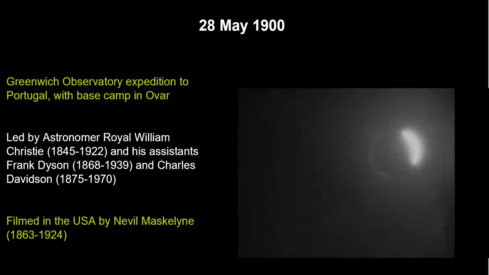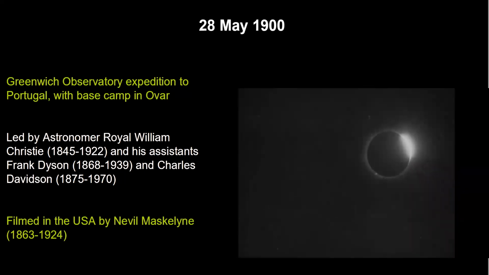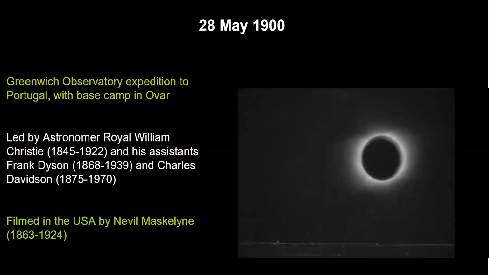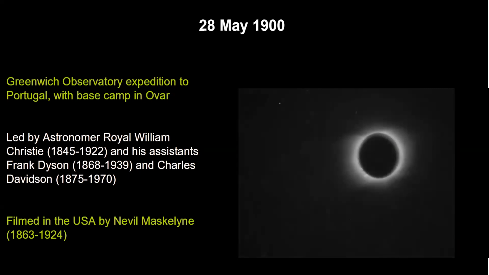This eclipse is also famous because it's the first one to be filmed, or at least the first one for which a film survives. So this was done in the US, not in the Iberian Peninsula. It's actually a remarkably good movie, considering it was done in 1900 and that light conditions changed significantly during totality. So if you've ever seen a total solar eclipse, you can more or less relate to what you're seeing.